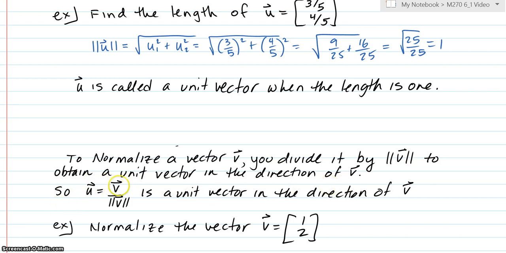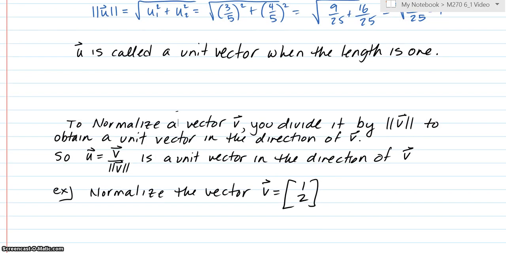So u equals v over the length of v, which is a unit vector in the direction of v. So let's go ahead and normalize this vector. First what I'm going to do is find the length of v.